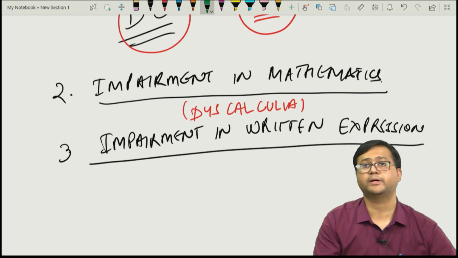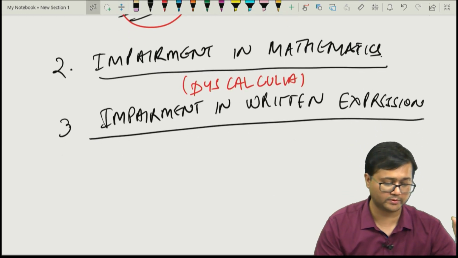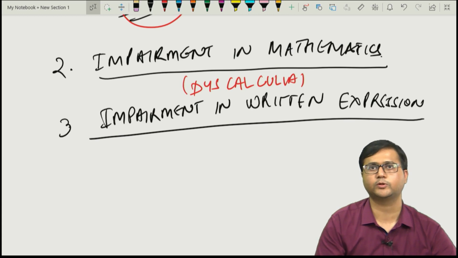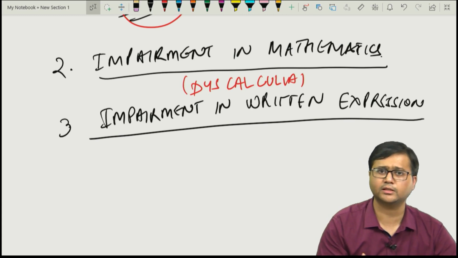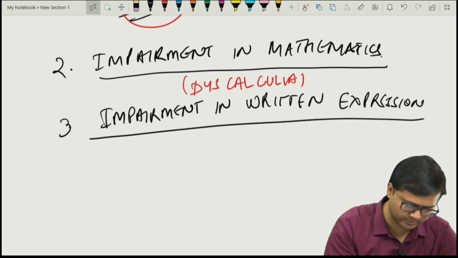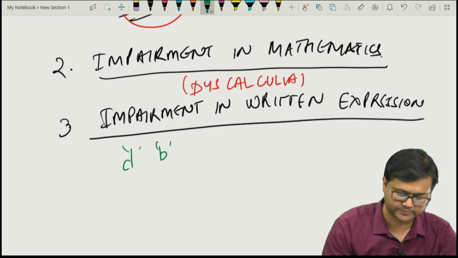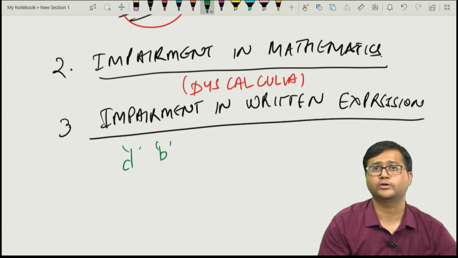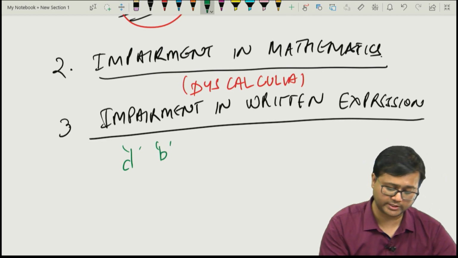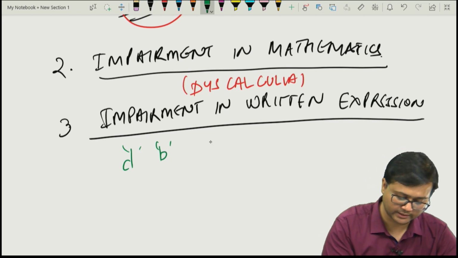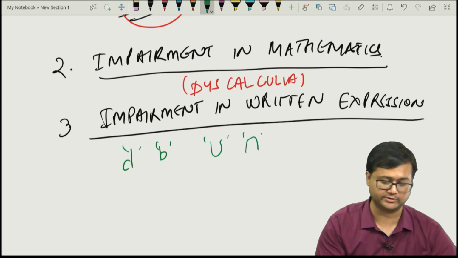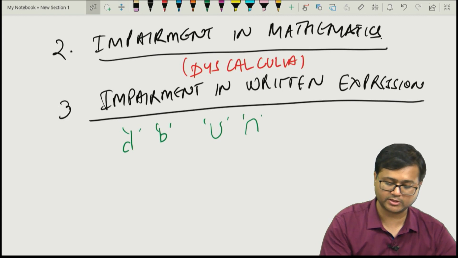Now here, in the impairment in written expression, there will be a problem in writing. The person may not be able to write properly. If it is at the initial level, a person may not be able to understand the difference between D and B. So he or she may have difficulties with letters, or may write U like this. So there may be inverted letters.